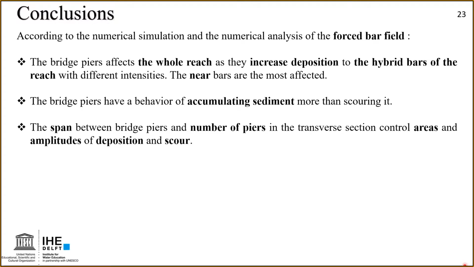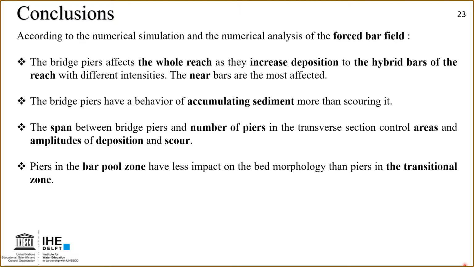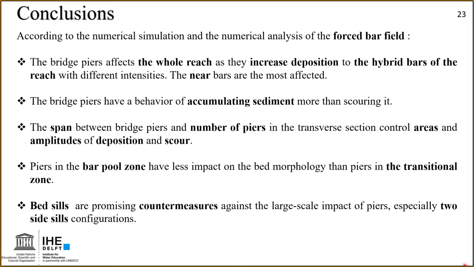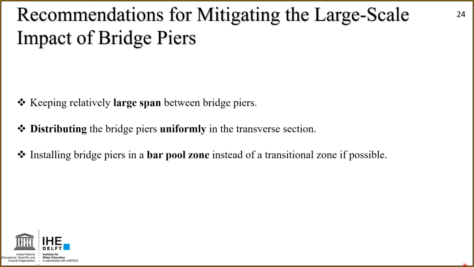The span between the two bridge piers and the number of bridge piers in the transverse section control the areas and amplitude of deposition and scouring, as we just saw in the results. Also, piers in the bar-pool zone have less impact on the bed morphology than piers installed in the transitional zone. We believe that bed cells are a promising countermeasure against the large-scale impact of bridge piers, especially when you install them on two-side cells, and that's what we got from our numerical simulation.